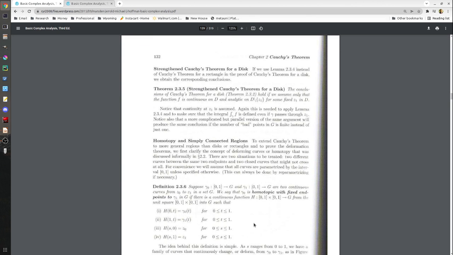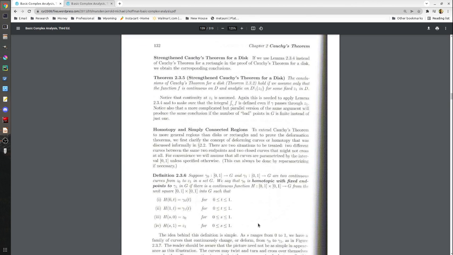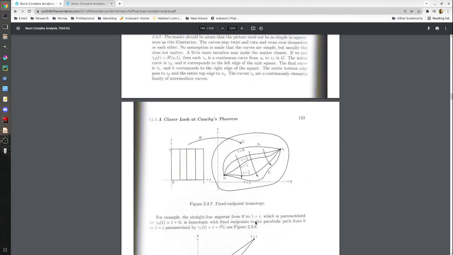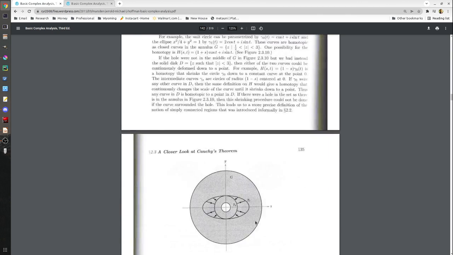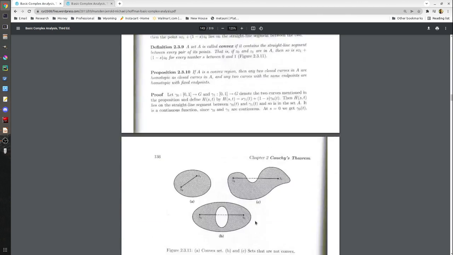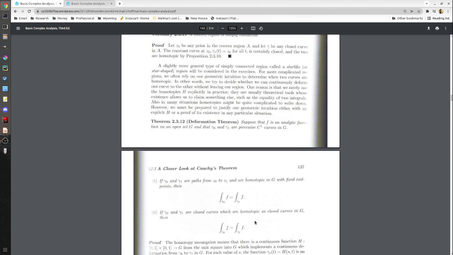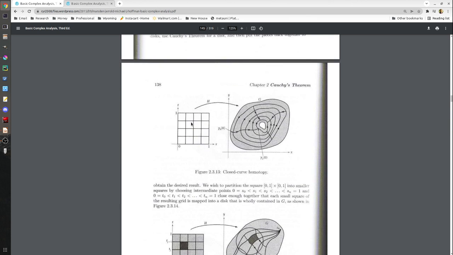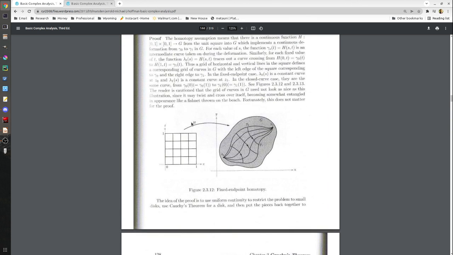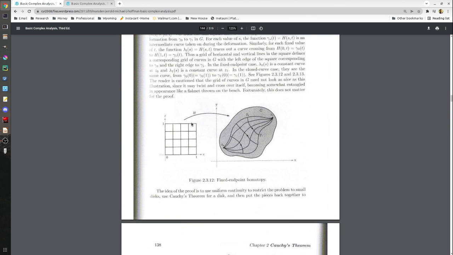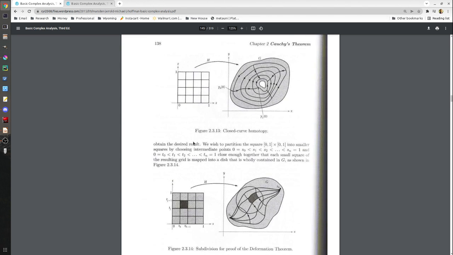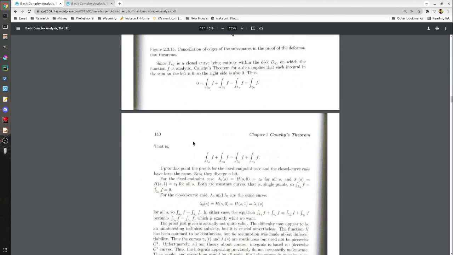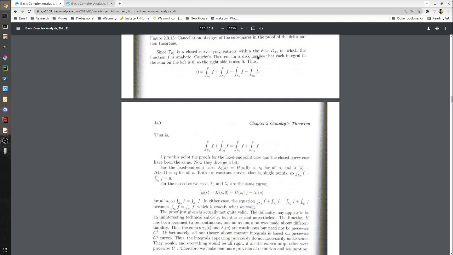So this will be when we start to get into, it'll take a little while, we'll do quite a bit here, but this will be when we start to get into the more interesting forms of Cauchy's theorem. And as you can see from some of these pictures, conformality will end up playing a role again, and we'll have a lot of fun. And that will be chapter 2.